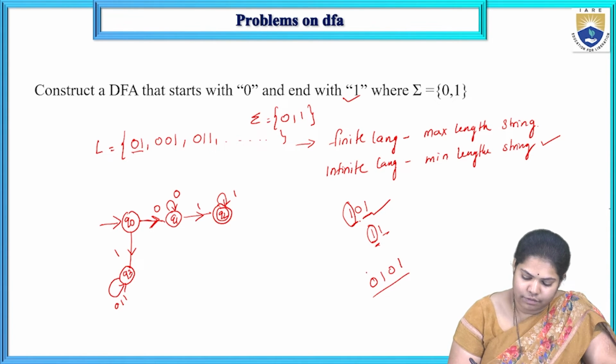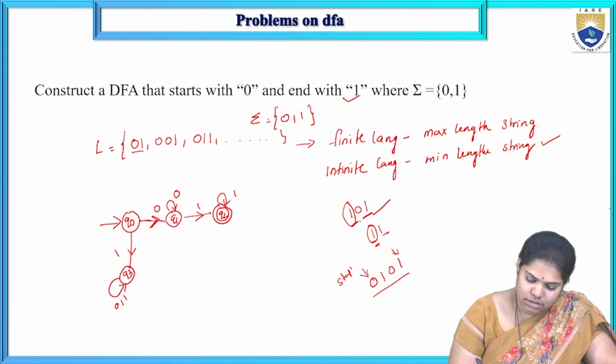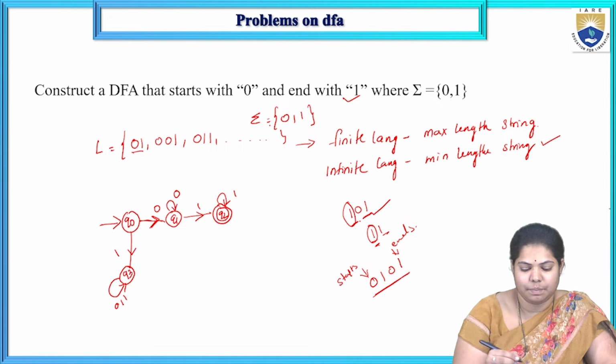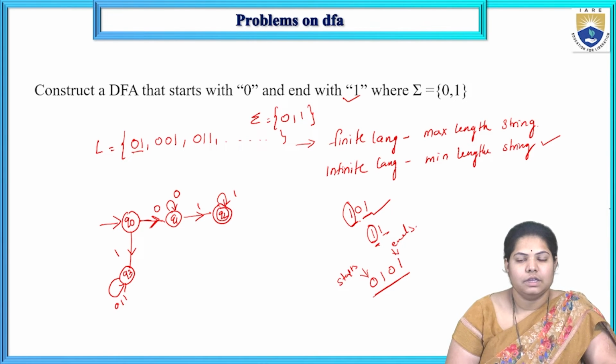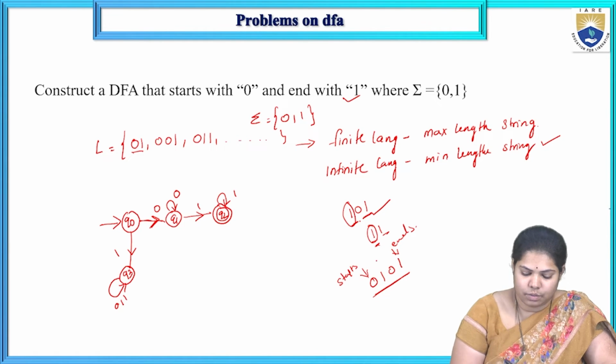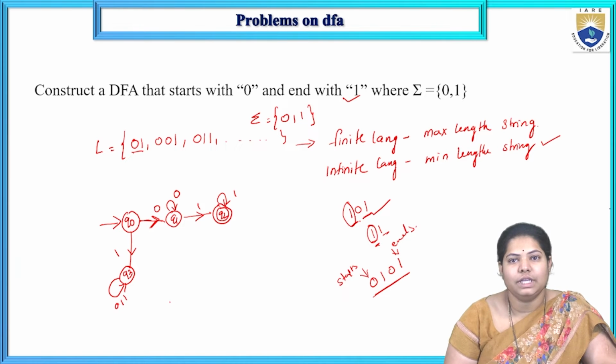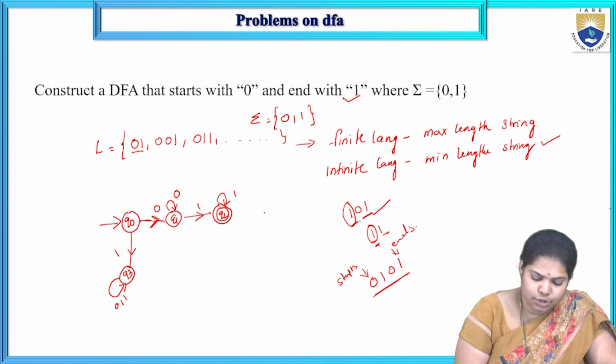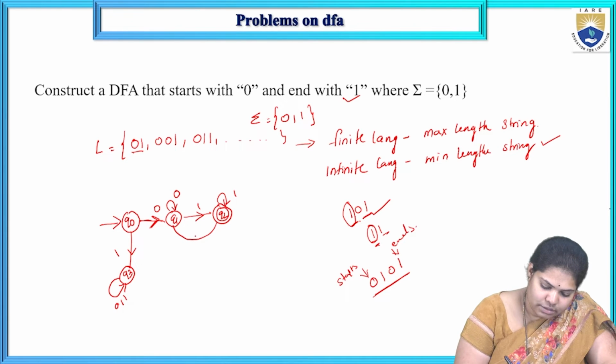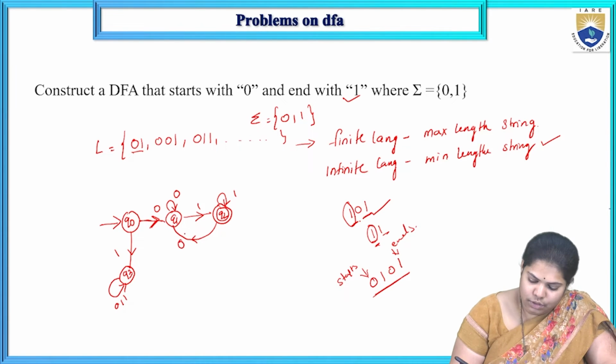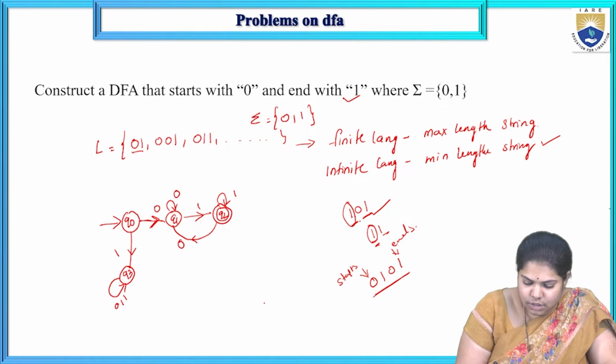Look here, it starts with 0 and ends with 1. So this string also will be accepted by my language. So after 1 also I should get zeros, so I should not send it to the dead state. I simply backtrack to the 0. Now check the 0101 string.